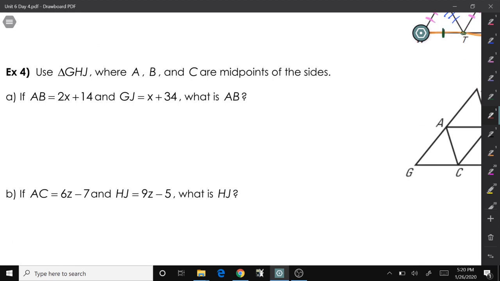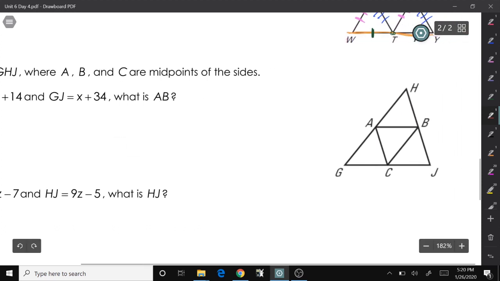All right, down here, same kind of instructions, but now we're going to have equations, which means algebra. We have triangle GHJ, where A, B, and C are the midpoints of the sides. So let's go over and mark this up. Okay, so those three sides are going to be congruent. These three sides are going to be congruent. And then finally, these three sides are going to be congruent.